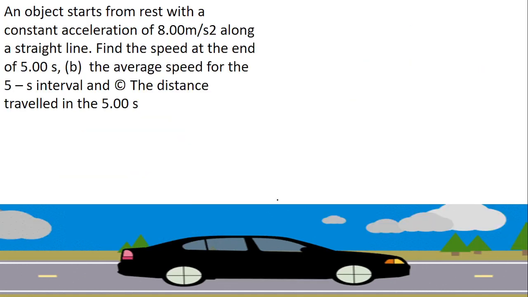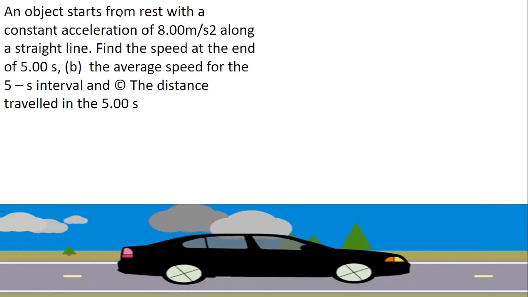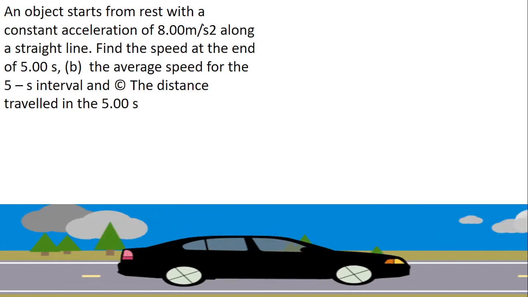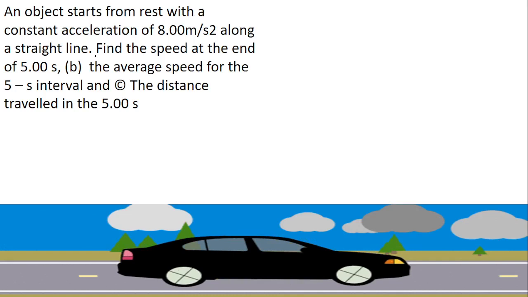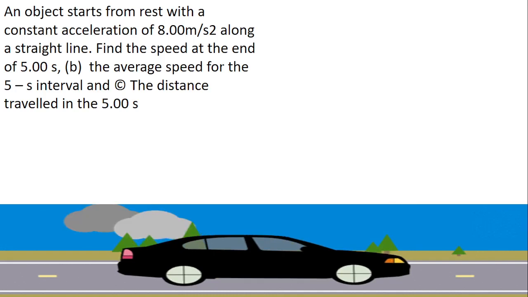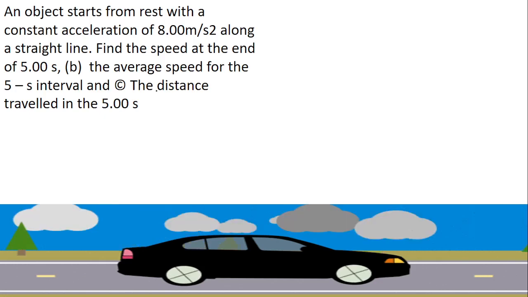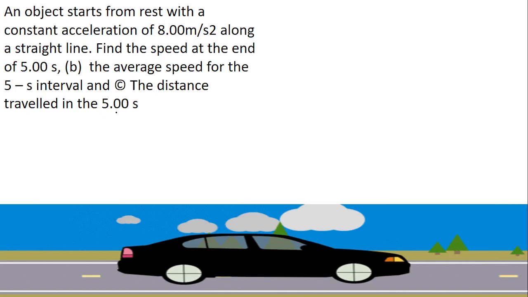So the next question is that an object starts from rest with a constant acceleration of 8 meters per second squared along a straight line. A, find the speed at the end of 5 seconds, and then B, the average speed for the 5-second interval, and then C, the distance traveled in the 5 seconds. So that's the question that we have and we are asked to solve.